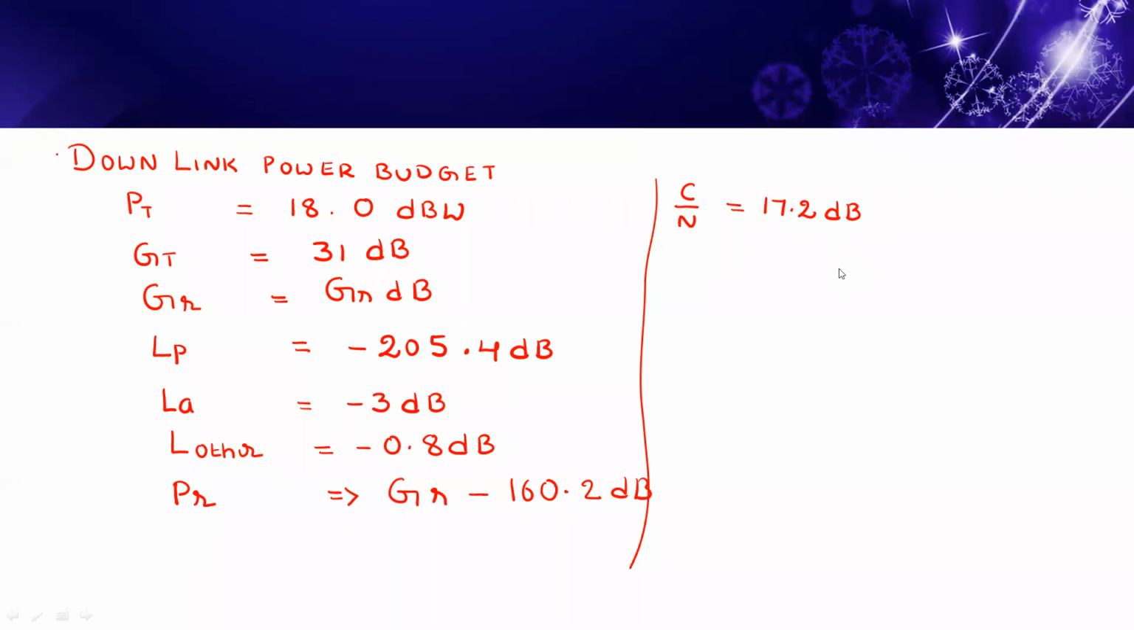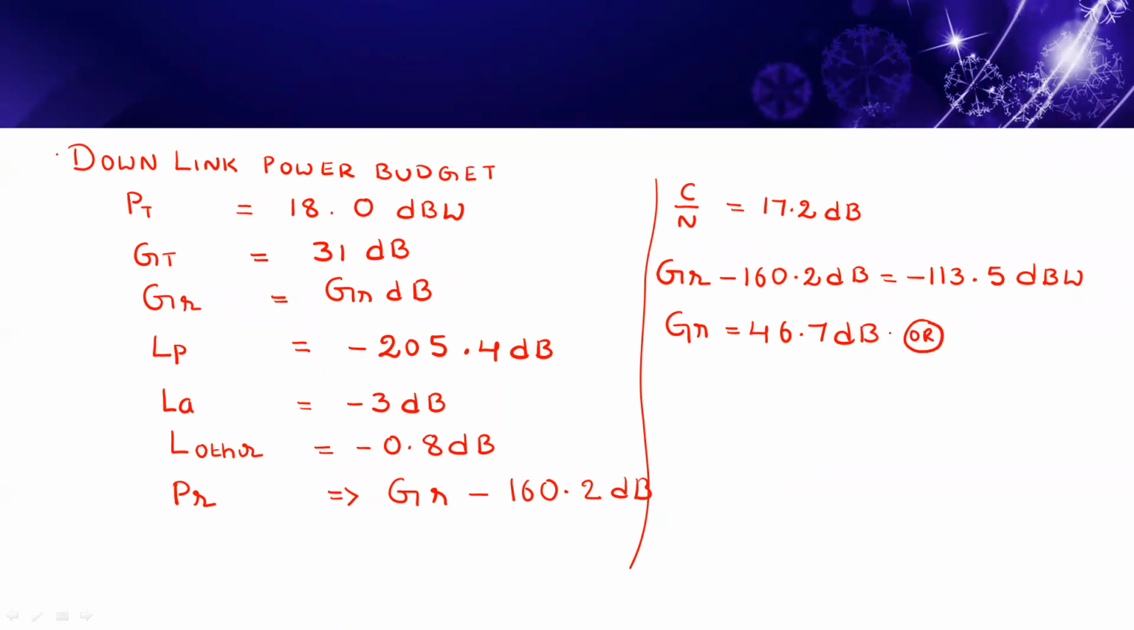Now how do we estimate the receiver antenna gain? What is the formula here? GR, the receiver antenna gain in dB, equals minus 113.5 dB. So what is the GR? That equals 47.7 dB, or 46,774 as a ratio.